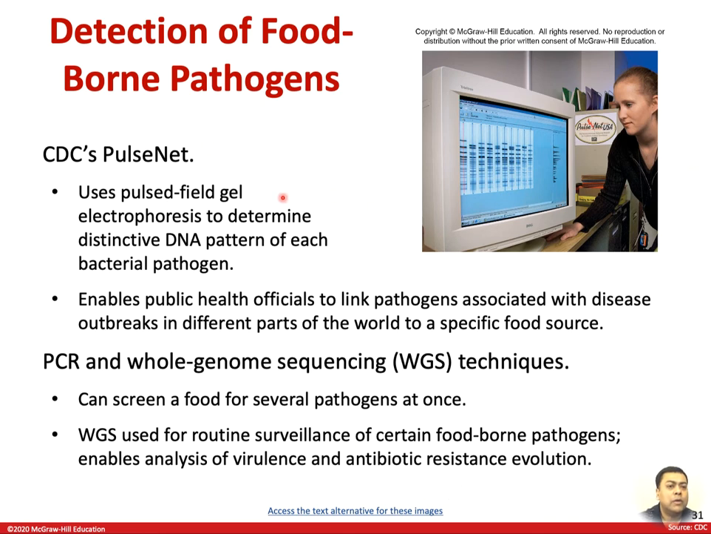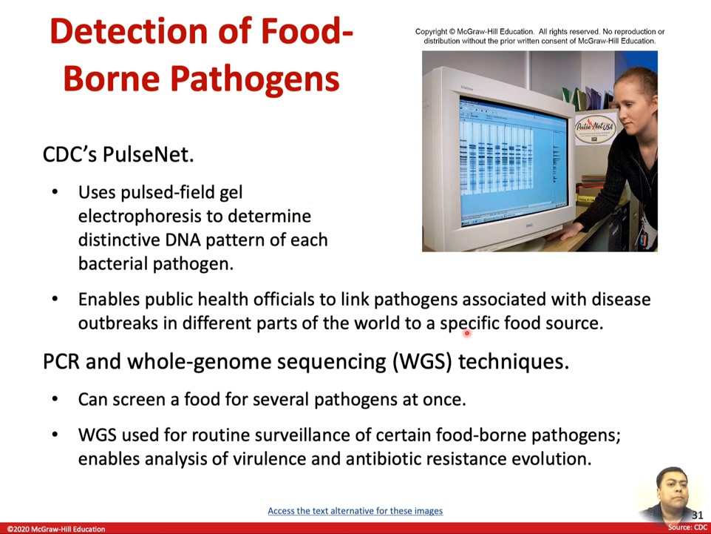So here what we are looking at is called the CDC's PulseNet, which uses pulsed-field gel electrophoresis to determine the distinctive DNA pattern of each bacterial pathogen. And this enables public health officials to link the pathogen associated with disease outbreaks in different parts of the world to a specific food source. So how do you use this particular product?